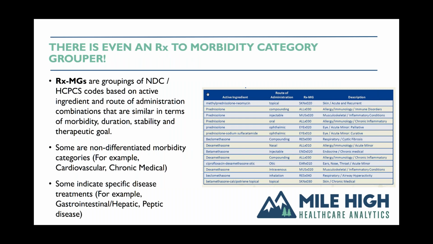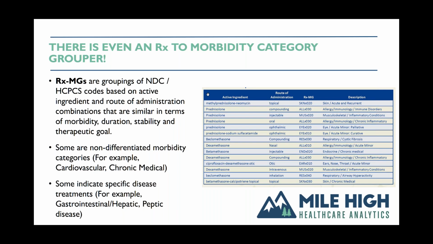And again, there's even an Rx to morbidity category grouper. This was created towards the end of my tenure, around 2005, I think. I don't remember when they went live with it, but something called the RxMGs, which are groupings of NDC and some HCPCS drug codes, the J codes, that are based on active ingredient and route of administration combinations that are similar in terms of morbidity, duration, stability, and therapeutic goal. And you can see some examples of corticosteroids on the right-hand side and how they're divided up into various RxMGs.